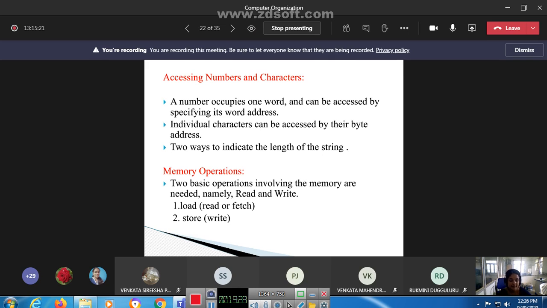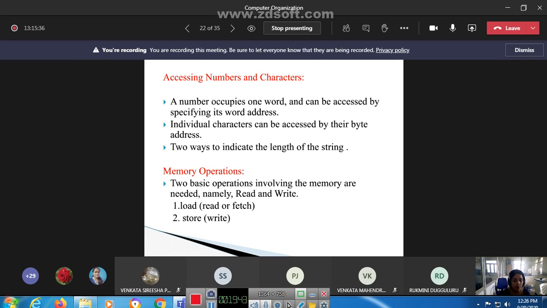Okay? So that is the representation of accessing numbers and characters. Next, coming to memory operations. So what is the use of memory operations?